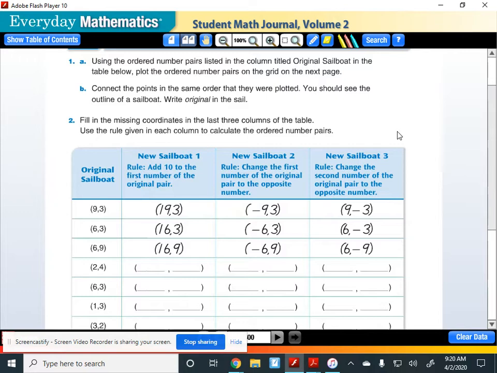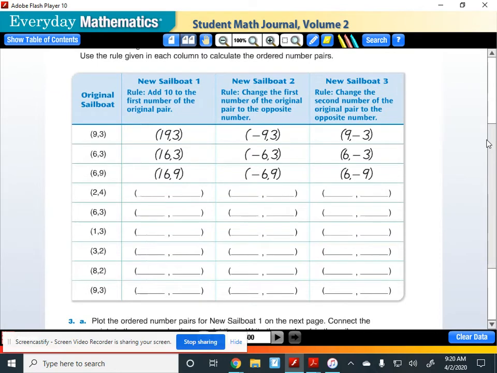So we're going to fix all these points. Then we're going to go to the next page, and we are going to plot all of those points like we did yesterday. But we are now in all four quadrants of the coordinate plane. So we're going to get started. The original sailboat is right there. For the new sailboat number 1, we're going to fill all these points in. We'll do sailboat number 2, number 3. We'll flip it over. You don't have to. And then we'll get to work on plotting all of them.